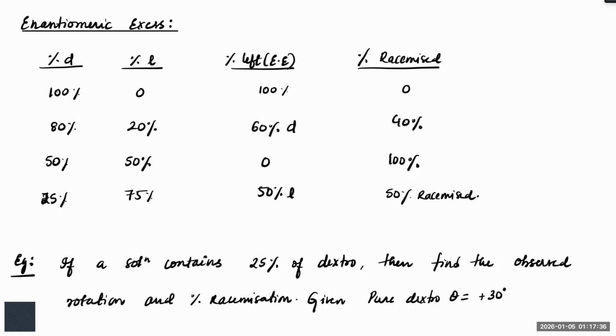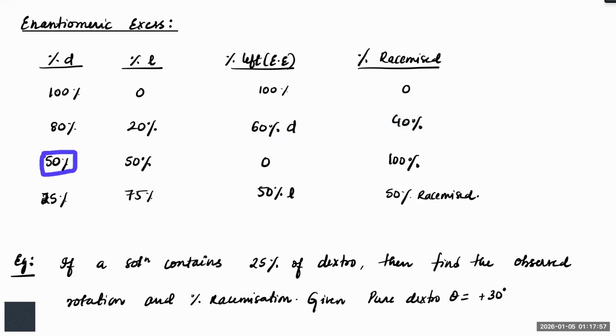That means you can see 20% of both can be compensating each other in their angle. So 40% will not show any rotation. Only the 60% of the dextro rotation will show the rotation here.